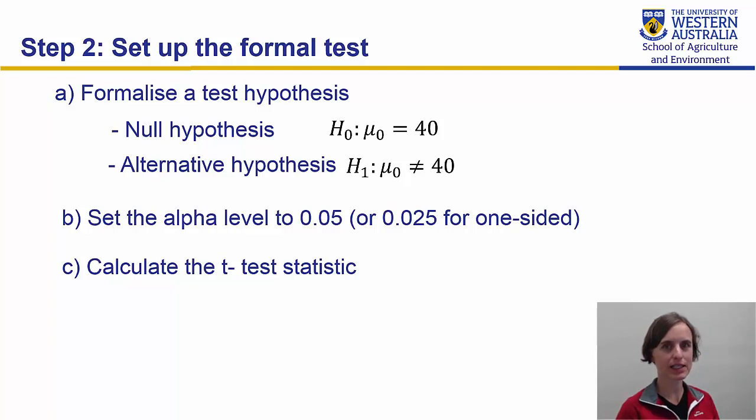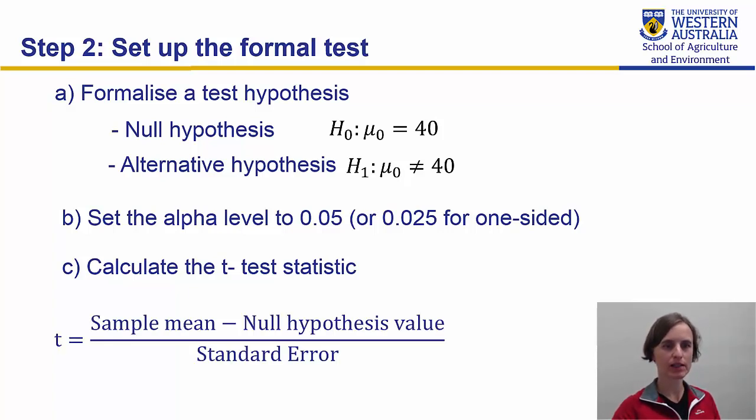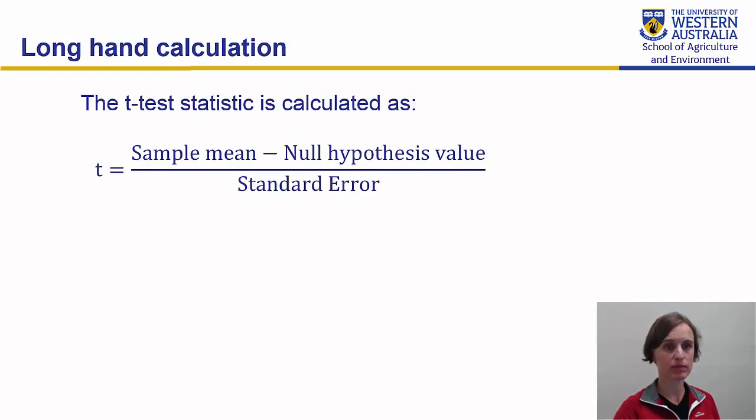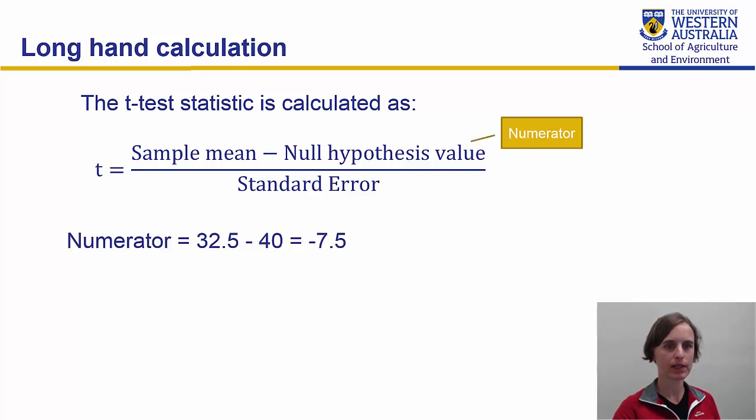And then we calculate the t-test statistic. The t-test statistic is calculated simply by taking the mean, subtracting our hypothesized value, and then dividing it by the standard error. So you can do this by hand. It's not that difficult. So take the sample mean. What was the sample mean in our example? It was 32.5. In our sample of global forest cover, the average was 32.5% forest cover. And we hypothesized that it would be 40%.